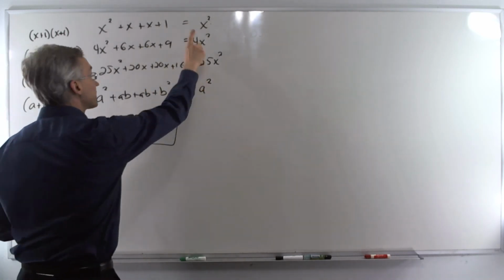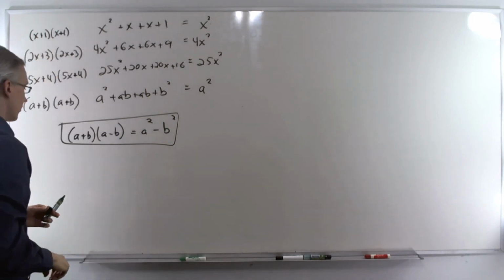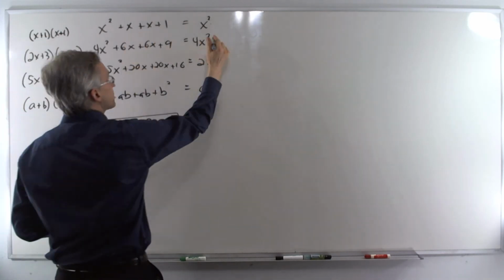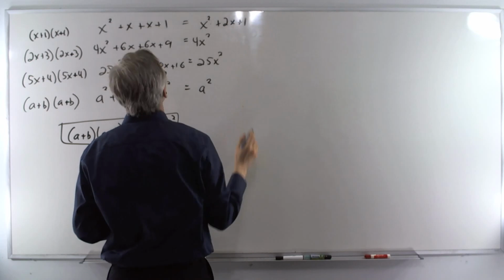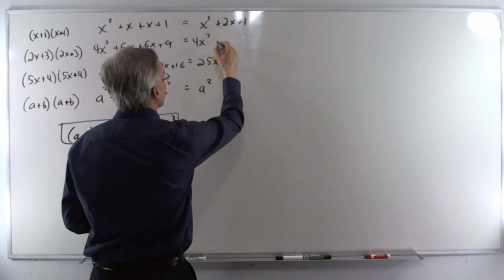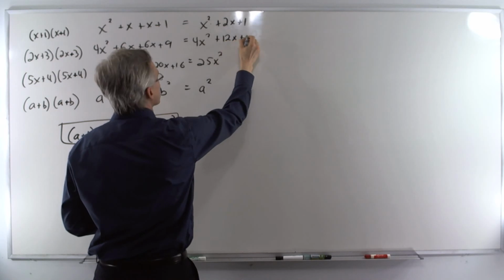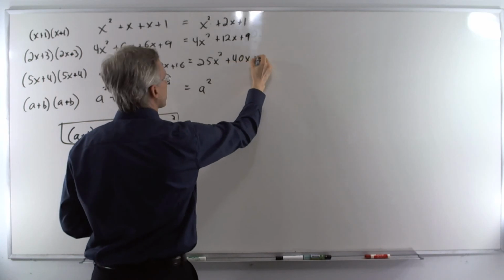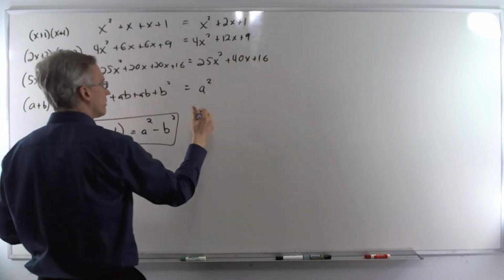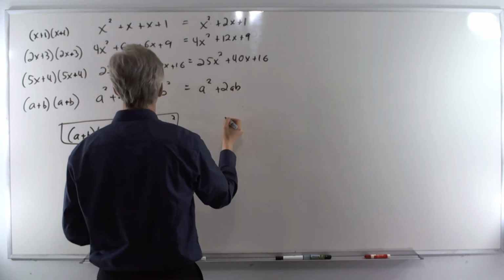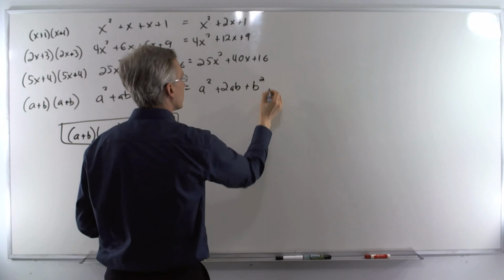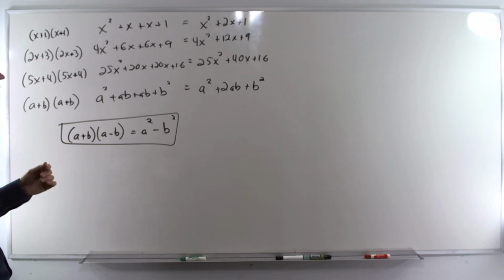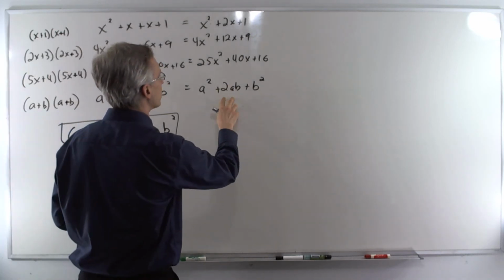So that first term is going to stay exactly the same. We didn't change anything in the first term in each binomial. But now we've got x plus x here, so it's x squared plus 2x plus 1. And here we got 6x plus 6x, that's 12x, so we got plus 12x plus 9. We got 20 and 20, so plus 40x plus 16. And ab and ab, plus 2ab, we got two of those ab terms, plus b squared.